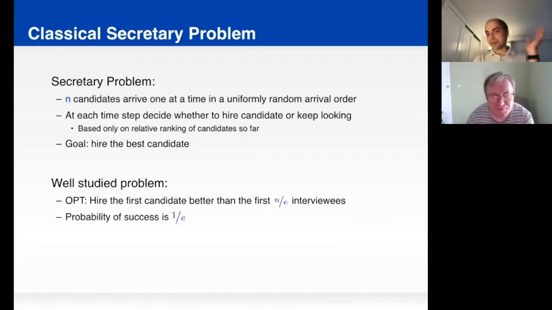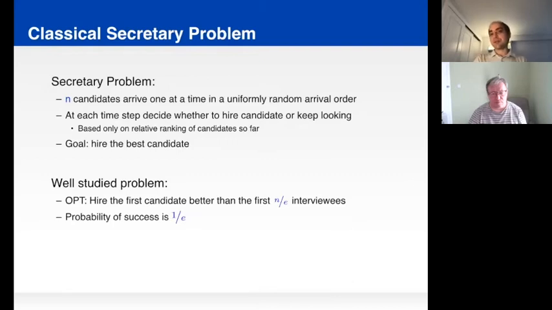So, the secretary problem. We've all seen it. It's either really early in the day, or late in the day, or in the middle of the night. So what is the problem, so that we're on the same page? We have n candidates that are going to arrive one at a time, and we're going to assume that they're arriving in a uniformly random order. Every time a candidate arrives, they are either the best one we've seen so far, or they're not. And we have to make a decision right then and there.